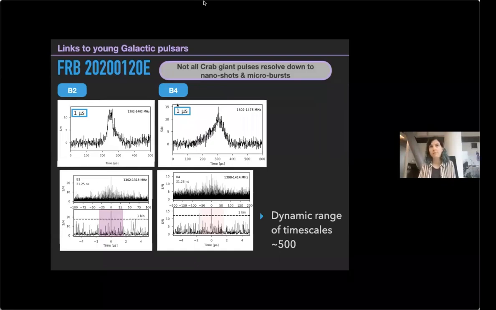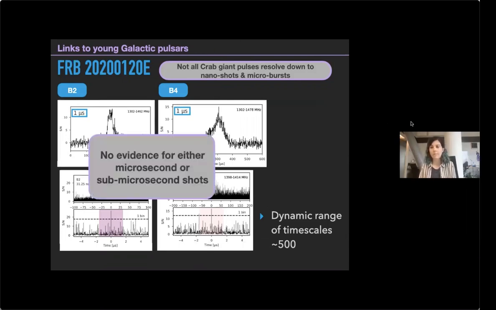So bursts B2 and B4 in our sample, these are plotted at 1 microsecond and then 30 nanoseconds, and there's no clear evidence of any microsecond or sub-microsecond emission in these bursts. For R3, we measured a range of timescales with a dynamic range of about 500. For this FRB, we also find a range of timescales with a dynamic range of about 1,000. So definitely comparable with the results from R3.